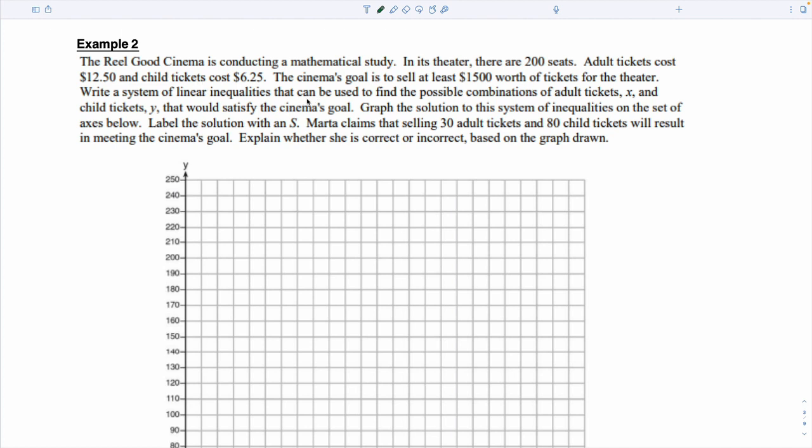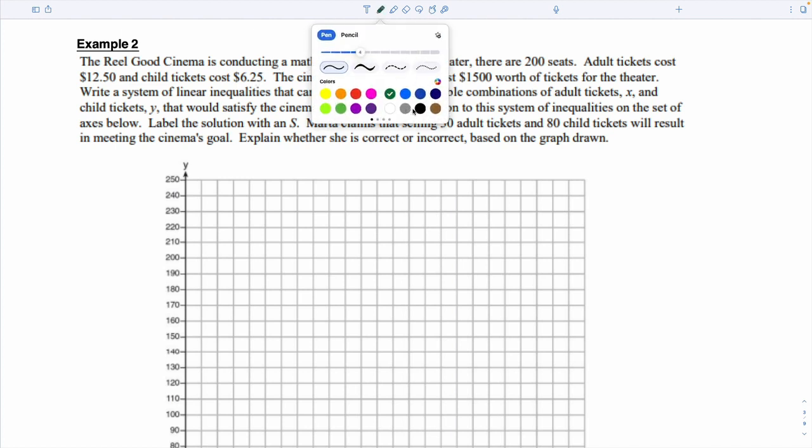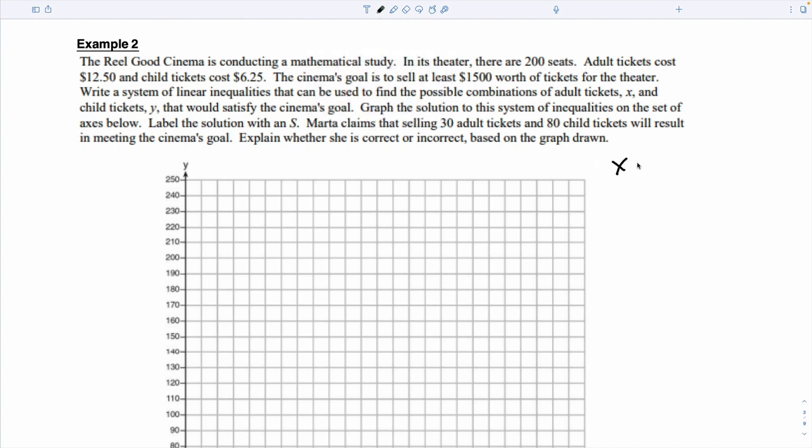Write a system of linear inequalities like we used to find the possible combination of adult tickets, X, and child tickets, Y. Let's go ahead and label the variables. X, they say, are adult tickets. Y, they say, are child tickets.